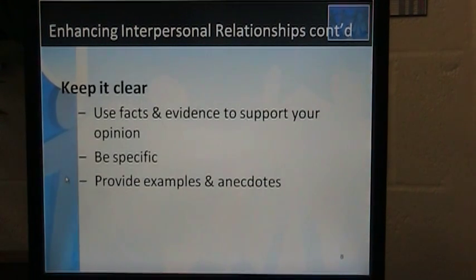Enhancing interpersonal relationships continued. Another example of enhancing our interpersonal relationships is keeping it clear. By keeping it clear, we're using facts and evidence to support our opinion. My opinion could be that there's a football team that's better than every other football team in the NFL. However, my opinion does not mean much if I don't support it with facts and evidence.